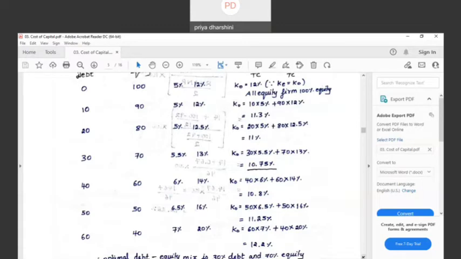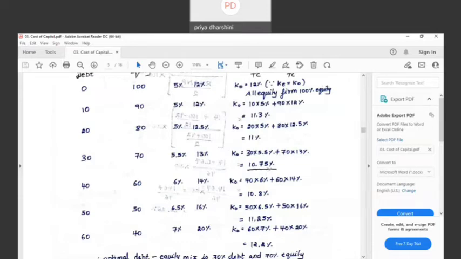What is the question? The question says you are required to determine the optimal debt equity mix. Which one do you call an optimal debt equity mix? That which minimizes the overall cost of capital for the firm. Considering the cost of capital for the various alternatives we computed, which is the least? 10.75% is the least cost of capital.